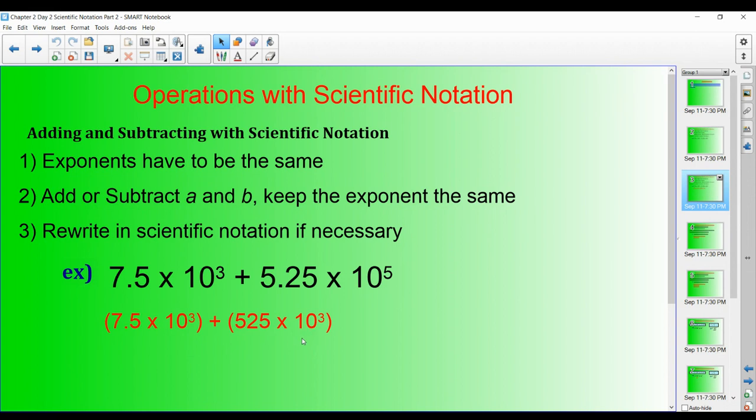So now step 2 allows me to add 7.5 and 525 to get 532.5 times 10 to the third. And since this is not in scientific notation or the correct form right now, I have to move the decimal point 2 places back and get 5.325 times 10 to the fifth. So it's ideal if the exponents are the same to begin with, but if they're not, we have to write them in a form where they both have the same exponent.